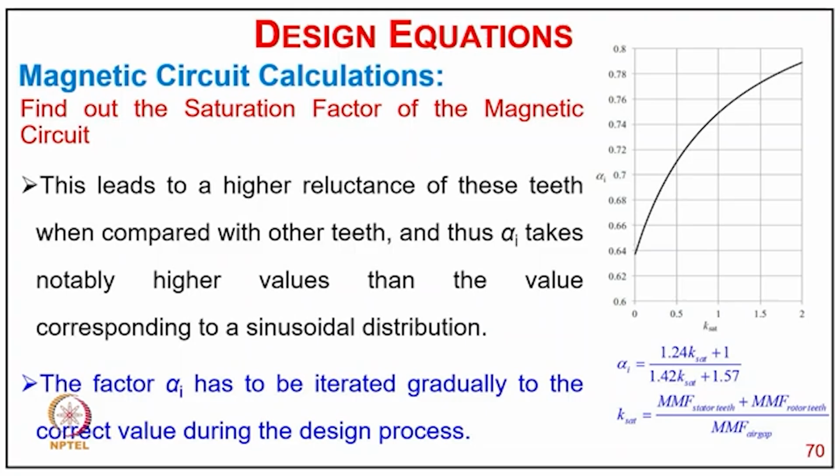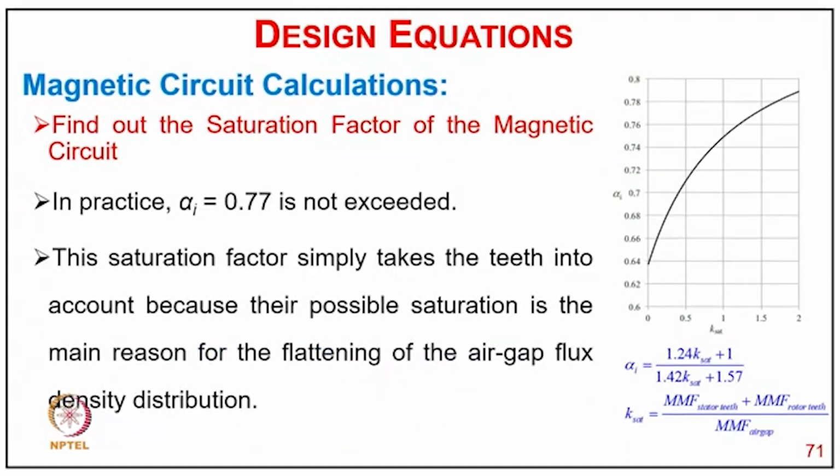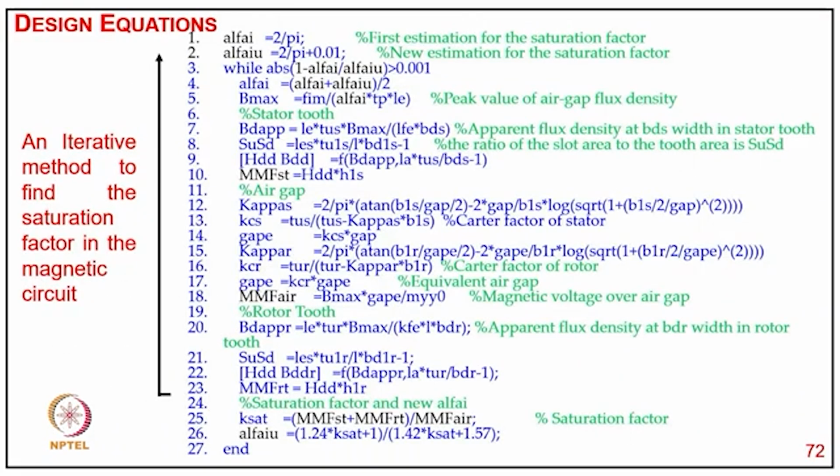So this becomes iterative. From this diagram we get K saturation for given Li. Now typically in practice Li equal to 0.77 is not exceeded. This saturation factor simply takes the teeth into account. Because of this, possible saturation is the main reason for the flattening of the air gap flux density distribution. And these are typically the design equations where we use the iterative method to find out the saturation factor in the magnetic circuit. All these relations we talk about have been put in a program.